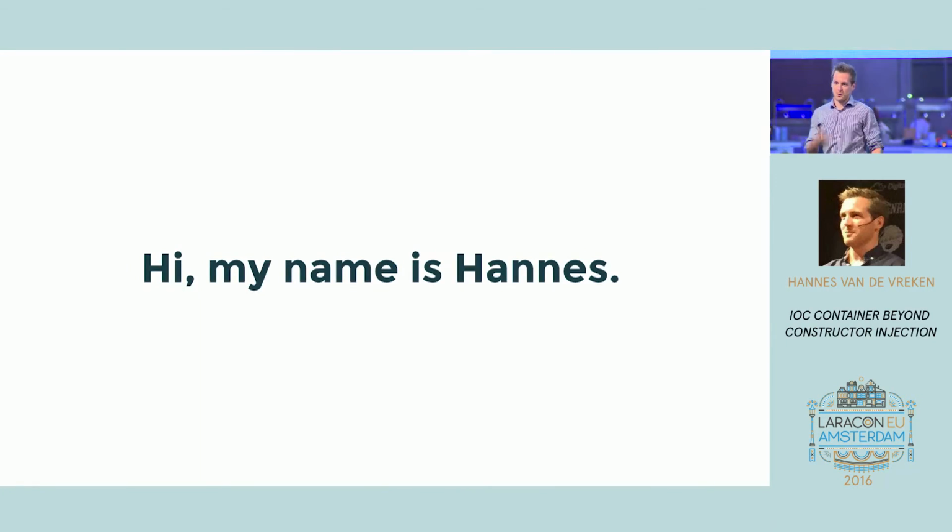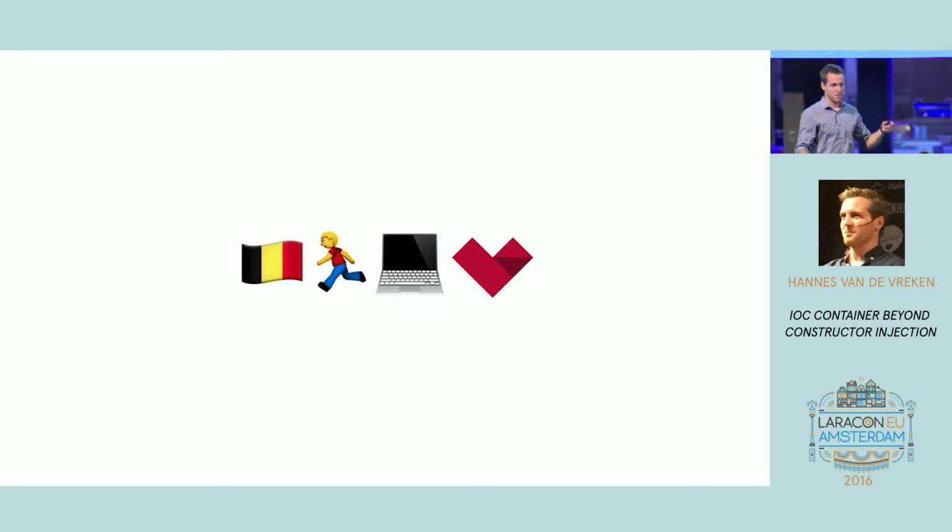So my name is Hannes, and I can describe myself with 4 emoji characters. I am a Belgian, so I'm living in a neighboring country. I like to run. I run marathons. I work with computers, like a lot of you guys do. And I love to make digital products. The last one isn't really an emoji character, but it is a company logo.